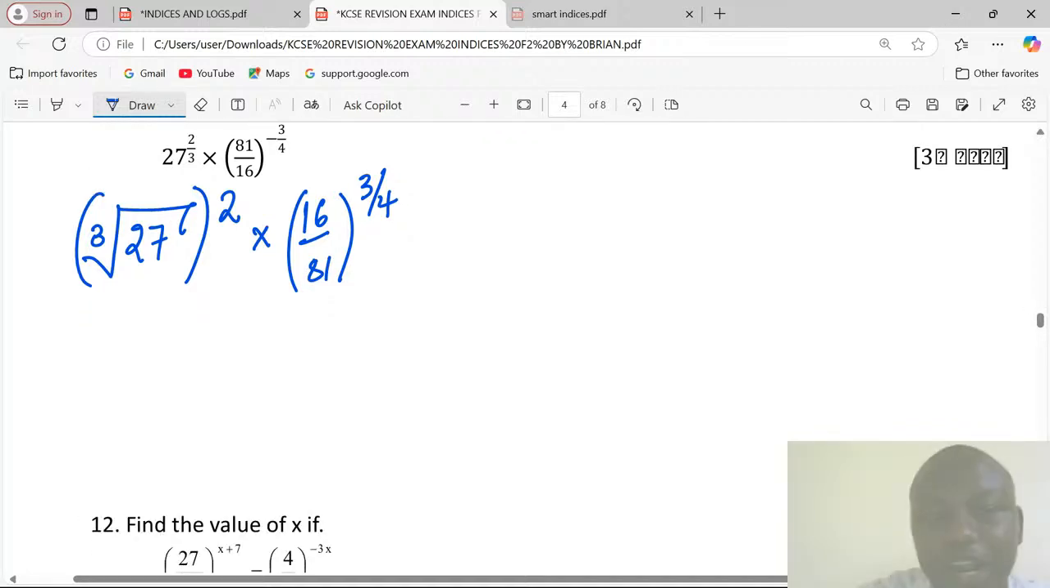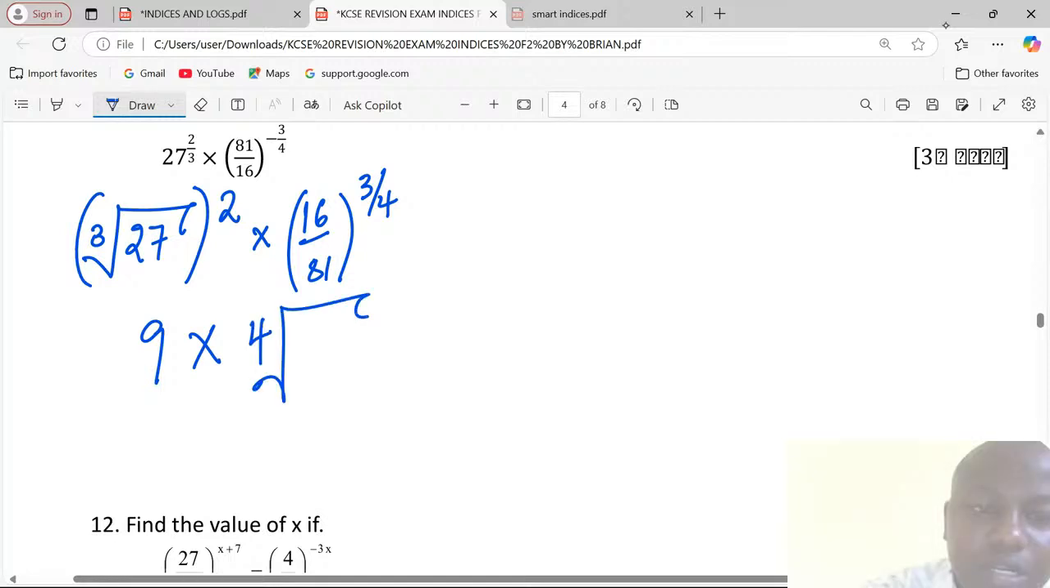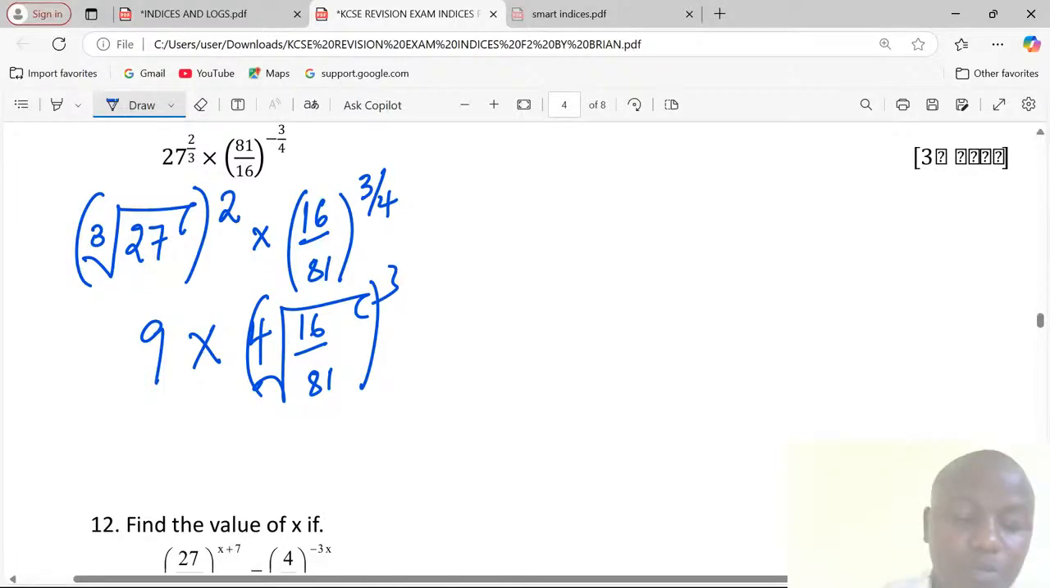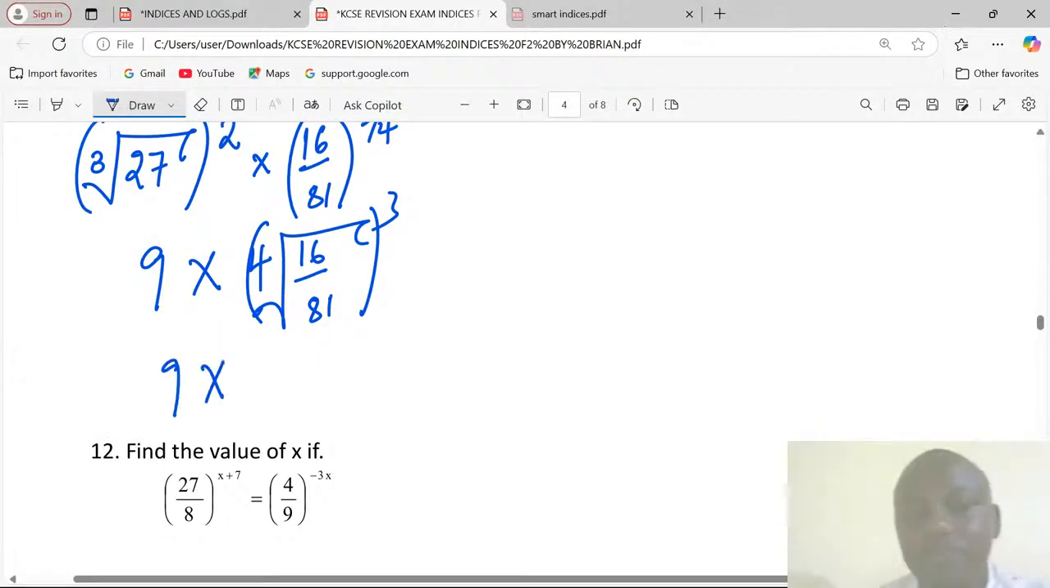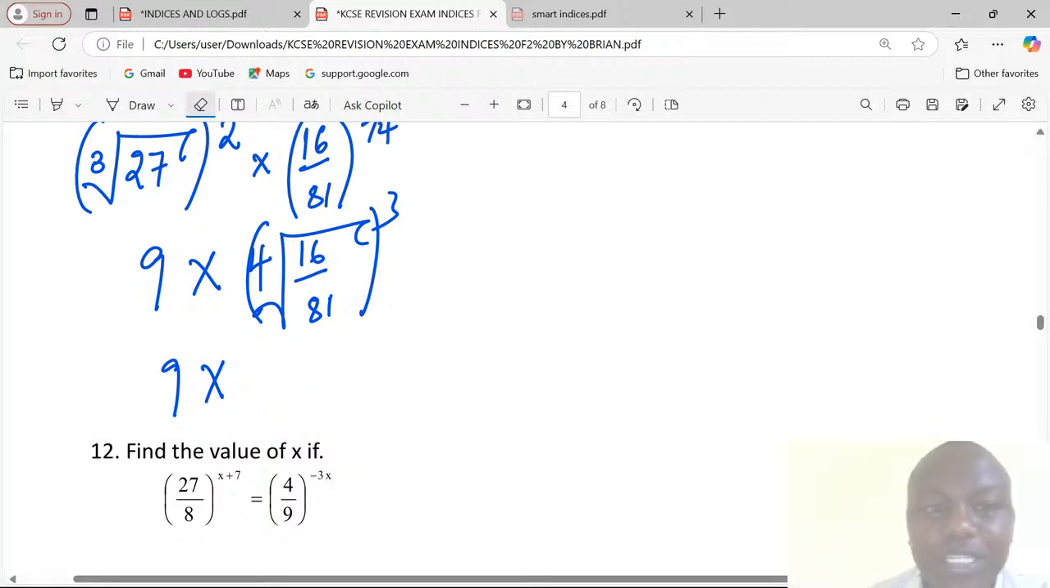So the third root of 27 is 3. 3 squared becomes 9. Multiplied by, we have to take the fourth root of 16 and 81. Then the answer after that, we cube it. So this is going to be 9 multiplied by, the fourth root of 16 is 2. The fourth root of 81 is 3. So we have 3 out of 2 cubed. 3 over 2 cubed means 27 out of 8. Sorry, this is 2 out of 3 because the fourth root of 16 is 2.